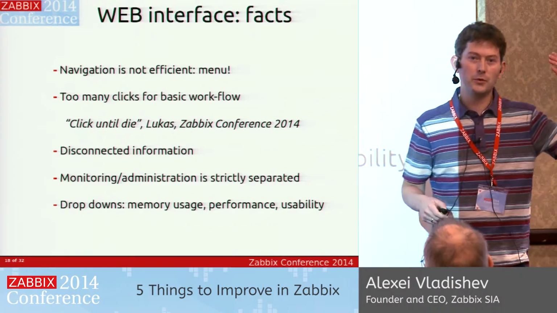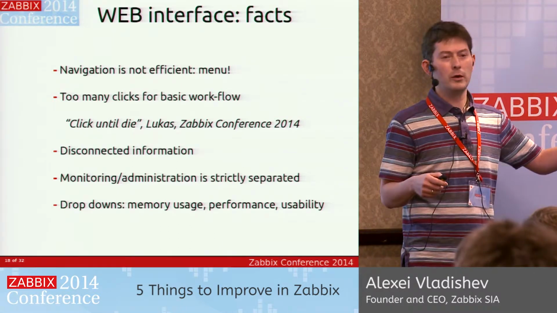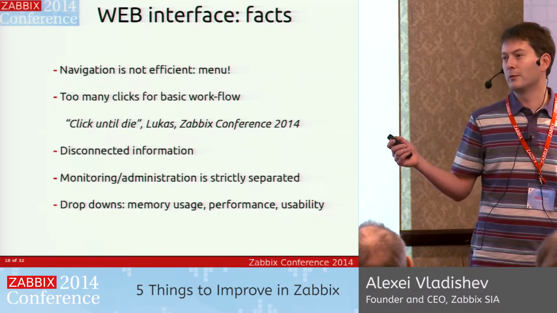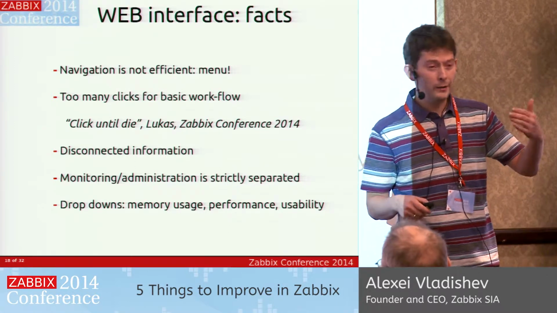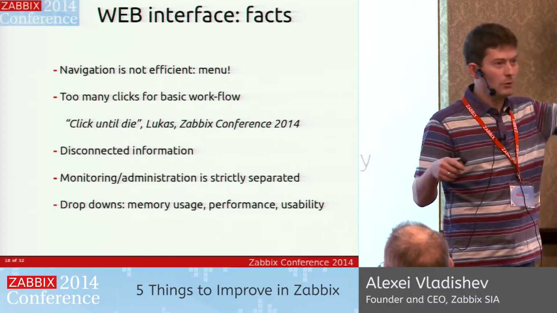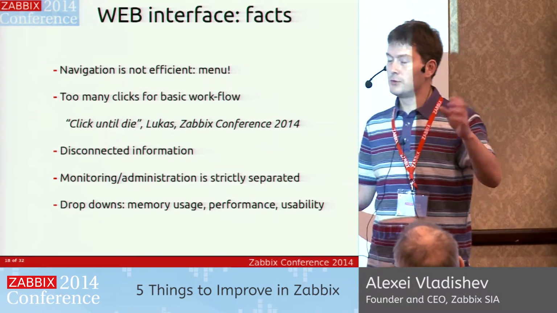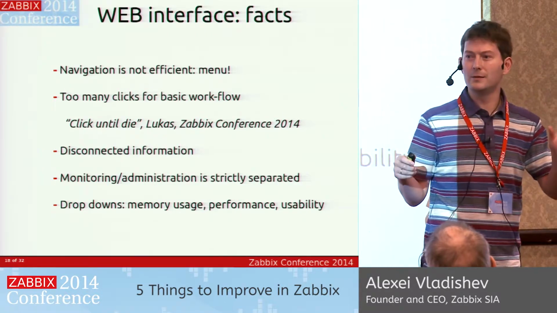Okay, what's the basic workflow? For example, you'd like to create an item, and then you'd like to create a trigger. So a very basic workflow, okay? You go to configuration, host, you create an item, and then what? Then you need to go back and, I don't know, select a trigger. You just lost the connection with your item. You don't remember what the item key was, and it's a nightmare.